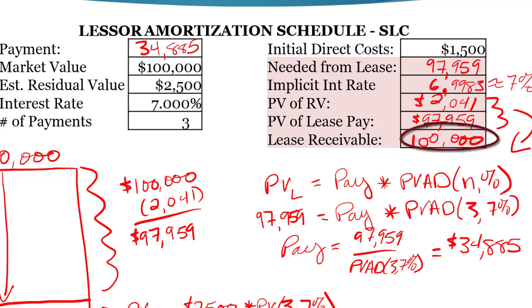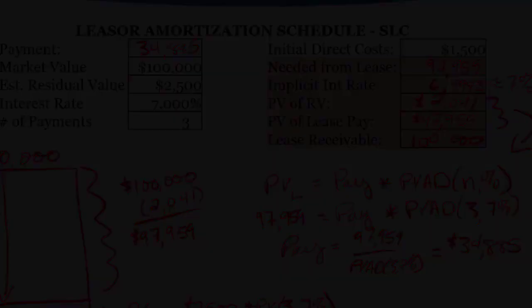That $100,000 will become the beginning balance of your lease receivable, and you've got your interest rate, the 6.9983, and you've got your payment amounts, including a final payment of $2,500. Pause it here and do the amortization schedule.